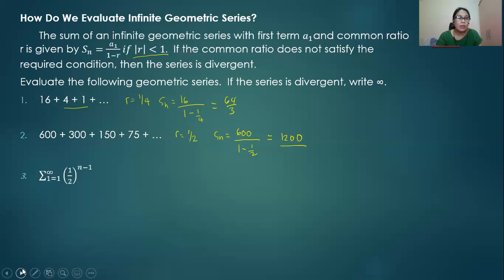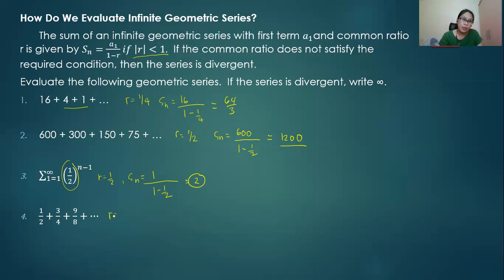And then for number 3, it's an infinite geometric series with common ratio equal to 1/2. So we can solve for the sum. S of n equals, the first term here is 1, all over 1 minus 1/2. So we got 2 as the sum of this infinite geometric series. For number 4, the common ratio is 3/2. Therefore, we cannot evaluate the sum, so we just represent this by the infinity symbol.